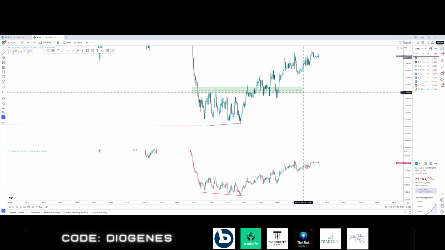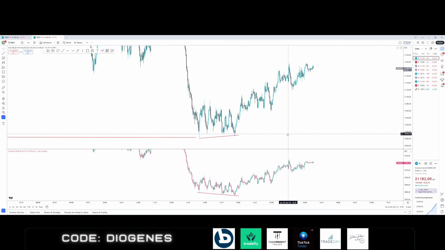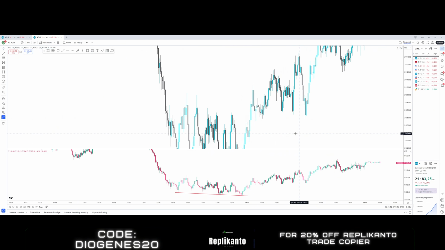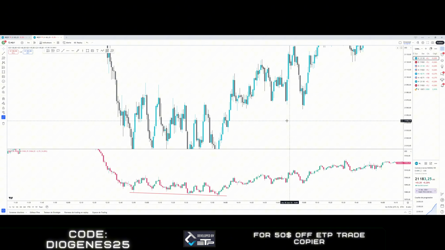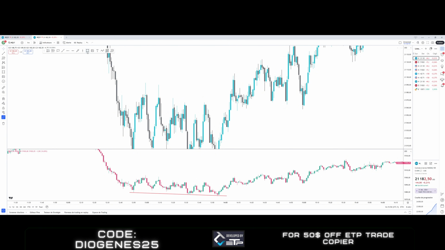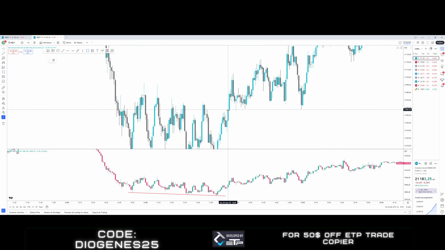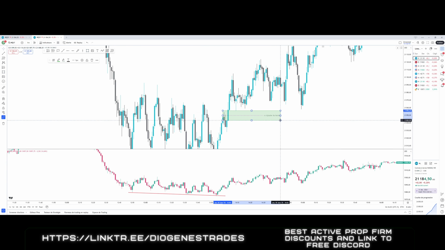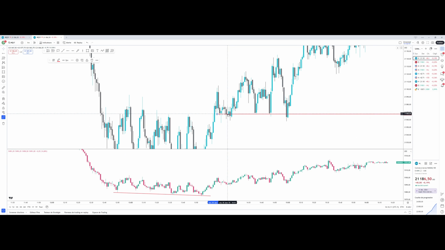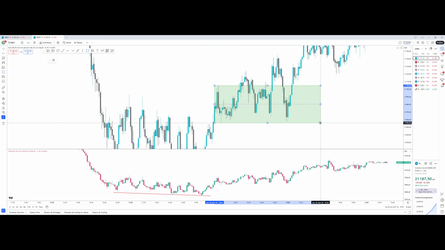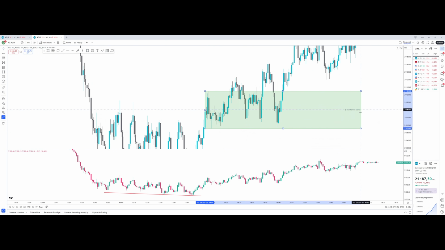Now price closed above it, then it retraced to a discount fair value gap here. Then we broke structure, and we also swept this low, creating this valid leg for me to trade.